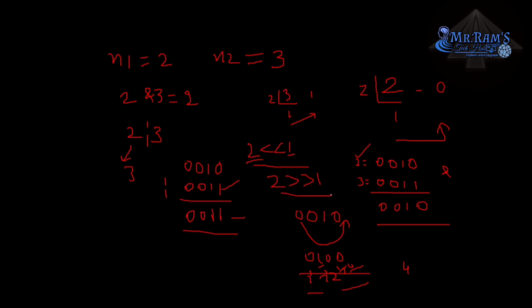Whereas right shift means, suppose 0, 0, 1, 0, we shift to the right side. So what is the output here? 0, 0, 0, 1. So 1 is the output for 2 right shift 1, and 4 is the output for 2 left shift 1. Like this we perform operations on binary values. That is what bitwise operators are. Practically we are not going to use that many bitwise operators.